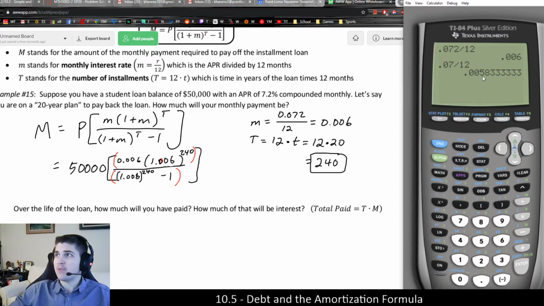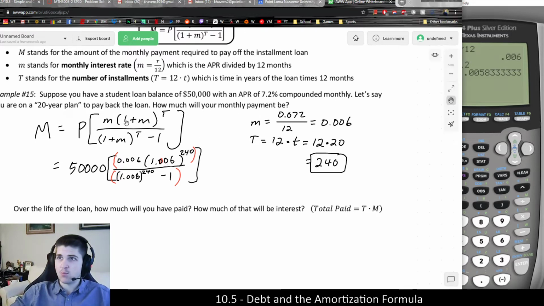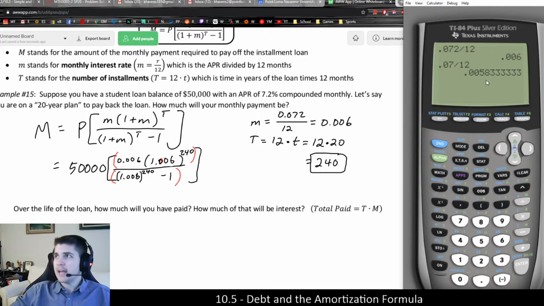So really what I'd recommend doing is using at least 58333 or something. Or another way you could do it is just type it in as 1 plus 0.07 divided by 12. You could actually just leave the fraction in there as I did before. But anyways, at the end of the day, those are my recommendations. But now let's go ahead and type it in and figure out what our monthly payment will need to be.